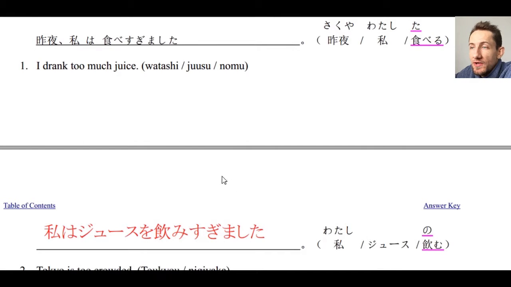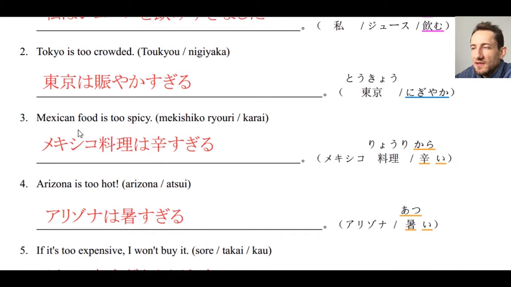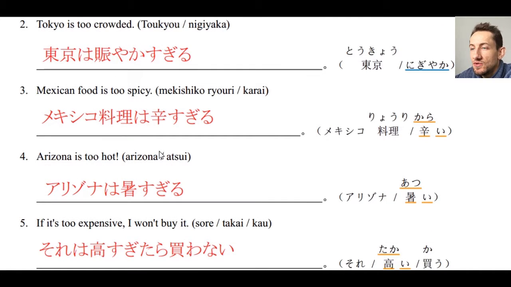All right. So number 1, we have I drank too much juice. 私はジュースを飲みすぎました。I drank too much juice. Number 2, Tokyo is too crowded. So 東京は賑やかすぎる。賑やか。Number 3, Mexican food is too spicy. So we have メキシコ料理は辛すぎる。Mexican food is too spicy.